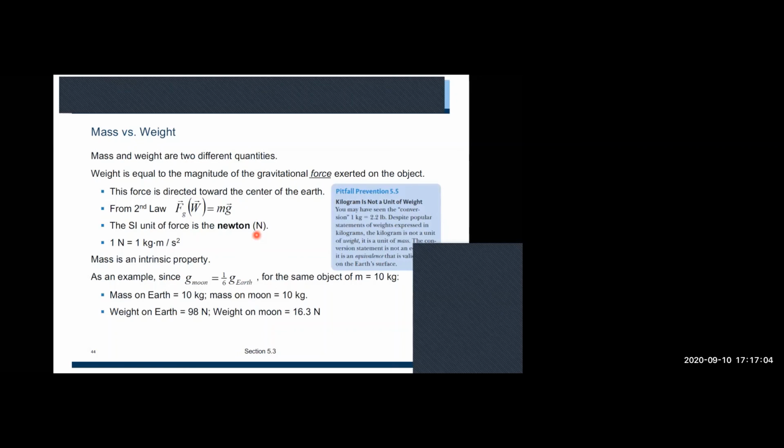Mass does not change when you move from one place to another. I'm talking about a place in space. So if you are on the Earth or on the Moon, you have the same mass. On the other hand, due to different gravitational pull, we have different values of weight. So that is the difference between mass and weight.